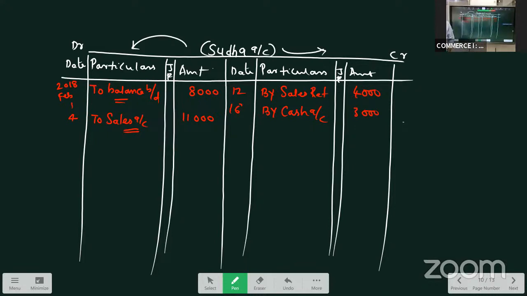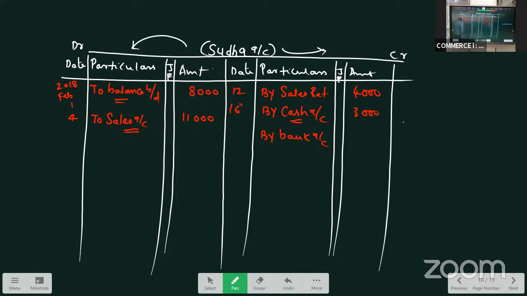Okay. Next is return check, received check from Sudha. Okay. This was what? Cash received from Sudha. Now we received a check from Sudha. Right? On 22nd, we received a check from Sudha for 6,000. Again, in this case, check is going away from Sudha. She is the giver. So her account is to be credited by bank.